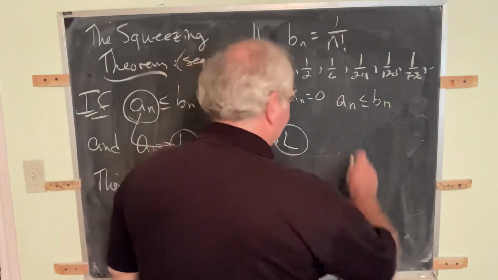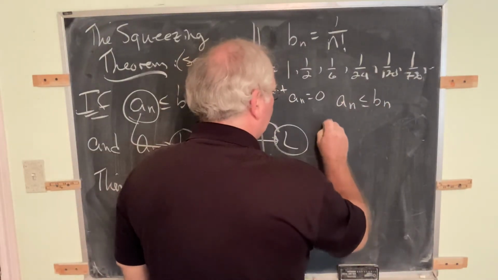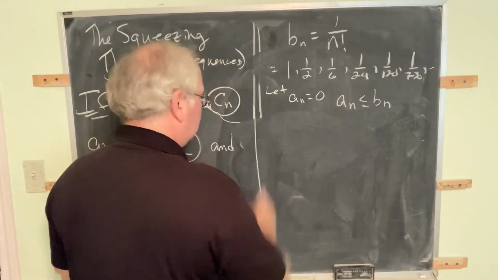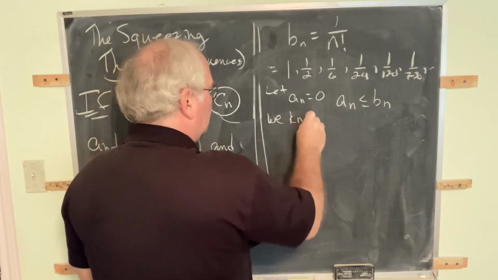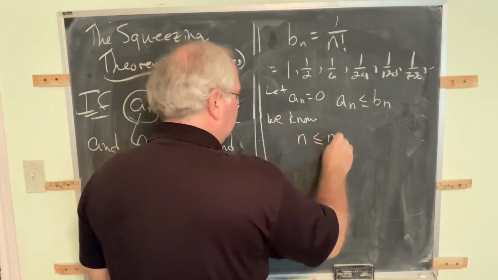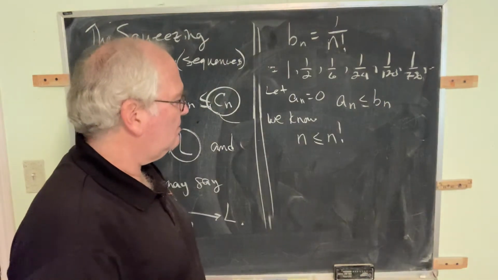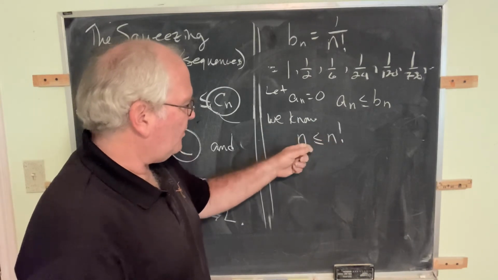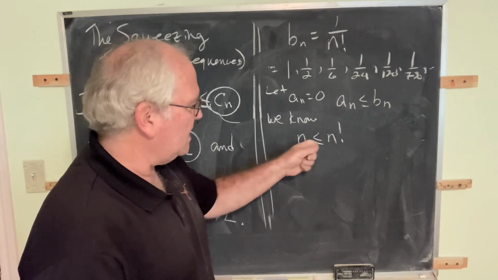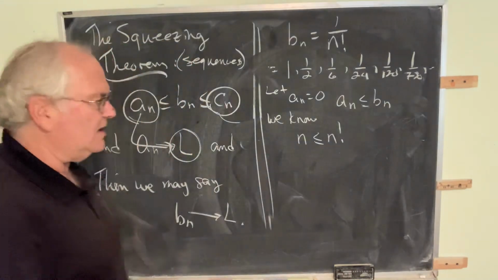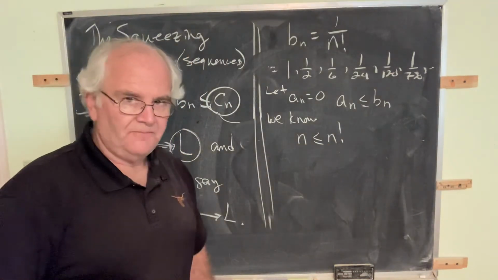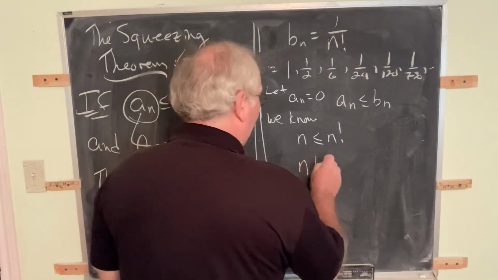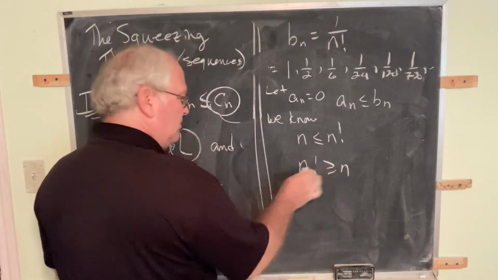Now, another piece is this. We know n is less than or equal to n factorial. 1 is less than or equal to 1. 2 is less than or equal to 2. 3 is less than or equal to 6. 4 is less than or equal to 24. It can easily be shown that n is always less than or equal to n factorial. Let me turn that around. N factorial is greater than or equal to n. Let me just turn it around, put the big one in the front.